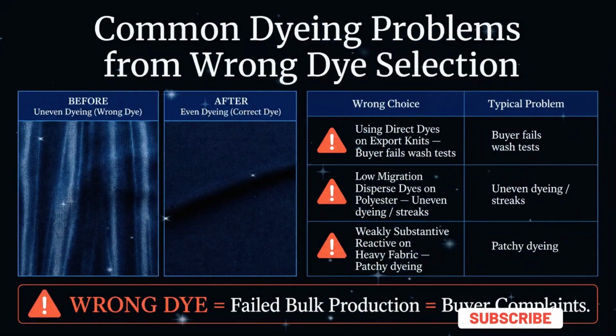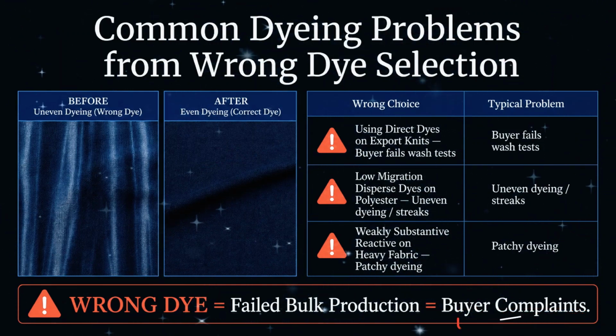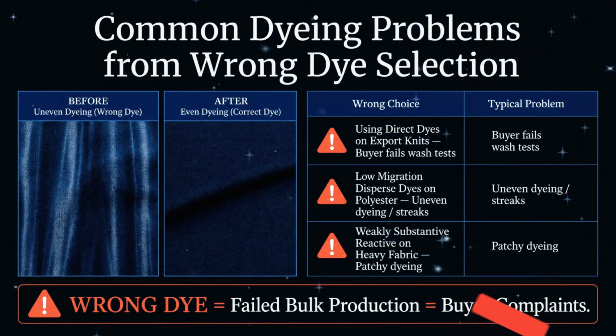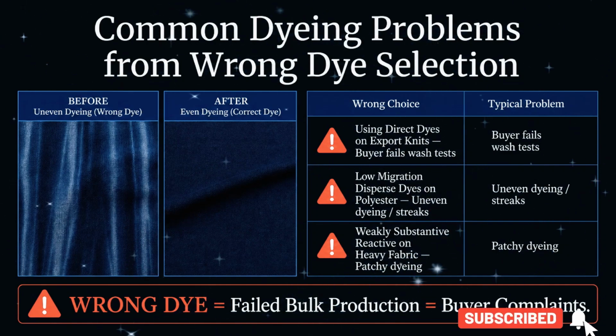Wrong dye selection leads to common problems. Using direct dyes on export knits results in failed wash tests. Low migration dispersed dyes on polyester can cause uneven dyeing or streaks. Using a weakly substantive reactive dye on heavy fabric often leads to patchy dyeing. Wrong dye selection equals failed bulk production and buyer complaints.